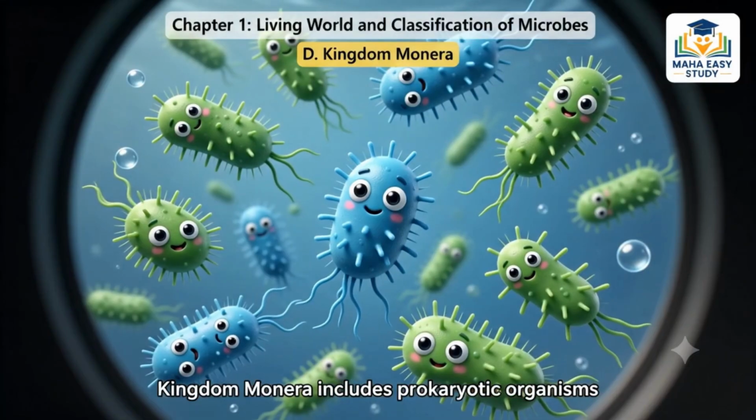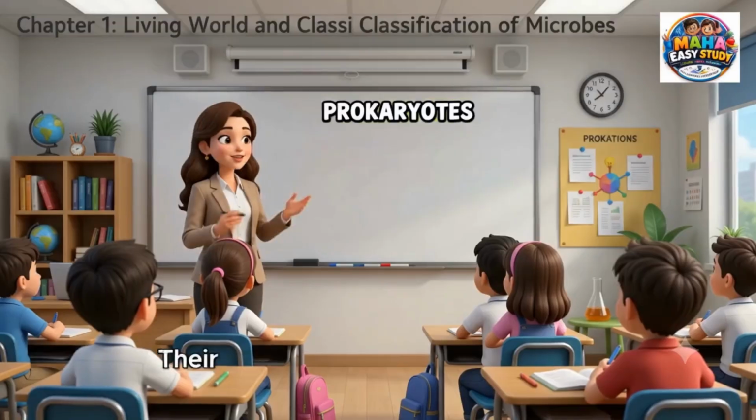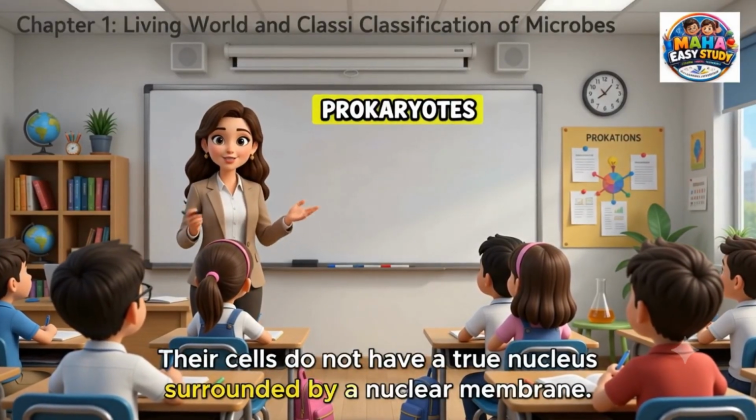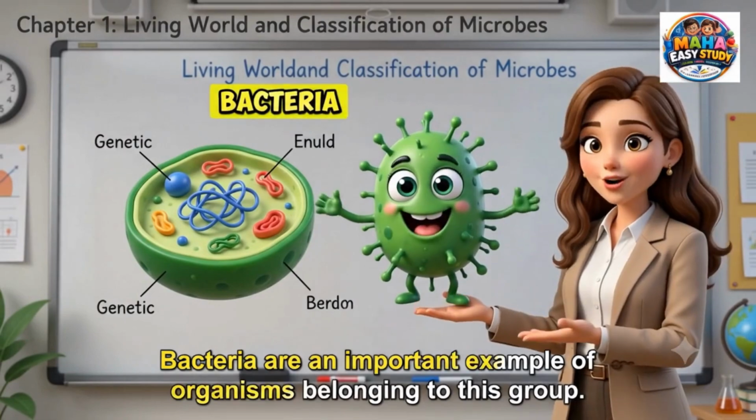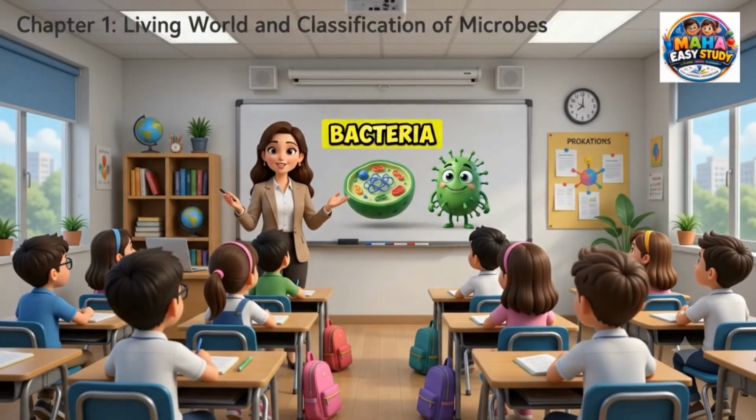Kingdom Monera includes prokaryotic organisms. Their cells do not have a true nucleus surrounded by a nuclear membrane. Bacteria are an important example of organisms belonging to this group.